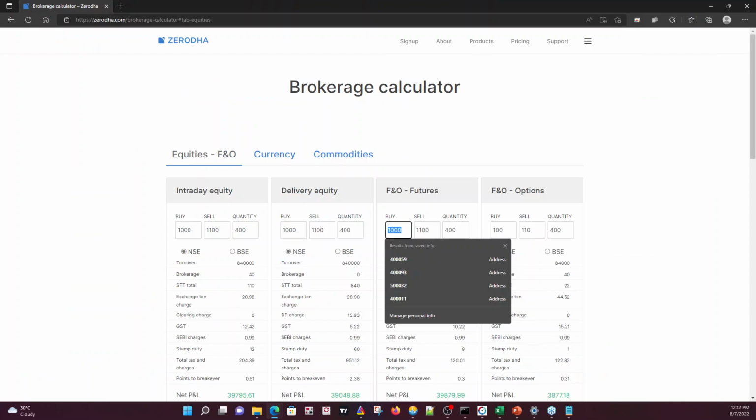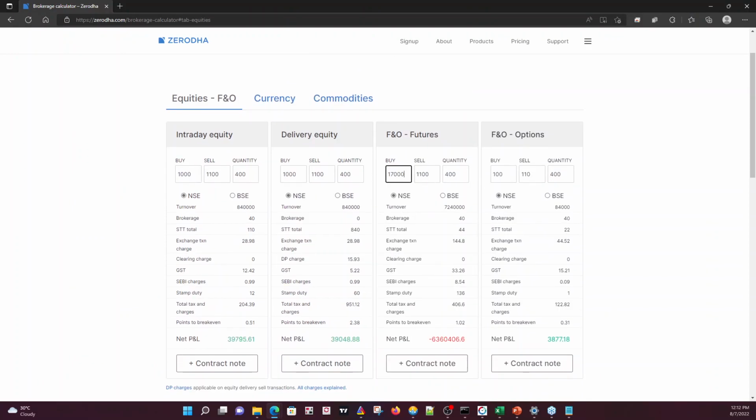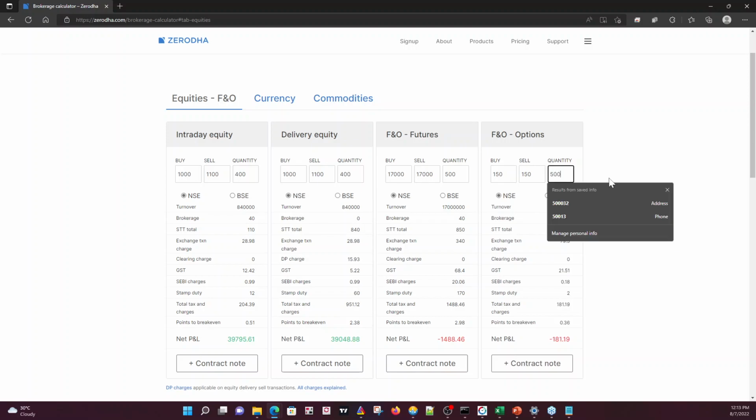Yeah. So let's say this is futures and this is options, right? 17,000 and this is 17,000 and this is 500, right? So for 500, the brokerage that you have is 1,500, right? Now let's say weekly expiry is 100 and weekly call is at 150, right? And you're trading 500 quantity, right? So one leg will cost you 180. 2 legs will cost you 360. You see what I'm saying?